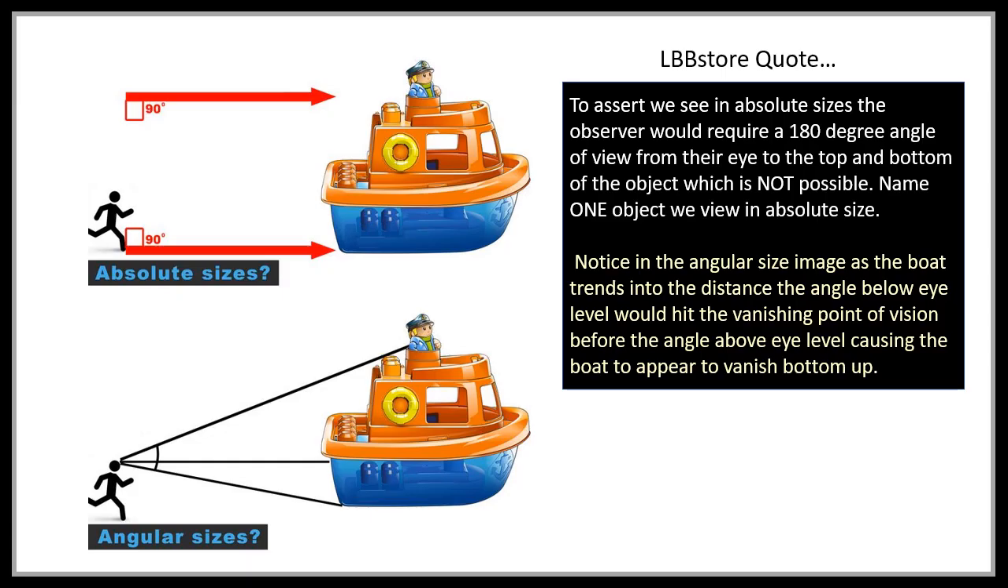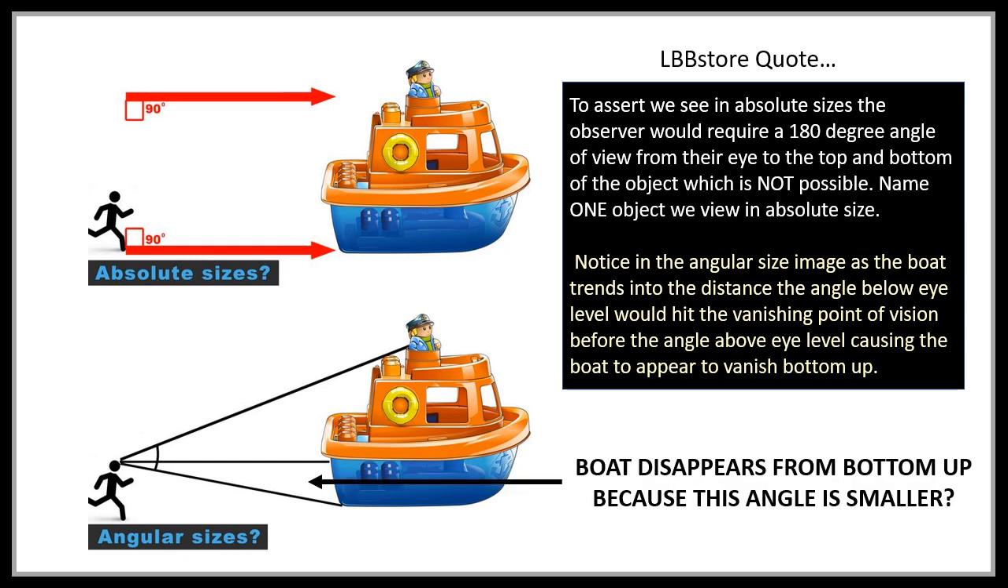So let's take a look at the drawing on the bottom left. Notice in the angular size image, as the boat trends into the distance, the angle below eye level would hit the vanishing point of vision before the angle above eye level, causing the boat to appear to vanish bottom up. So does LBBstore really think this would cause the boat to disappear from the bottom up? I don't think he really thought this one through.